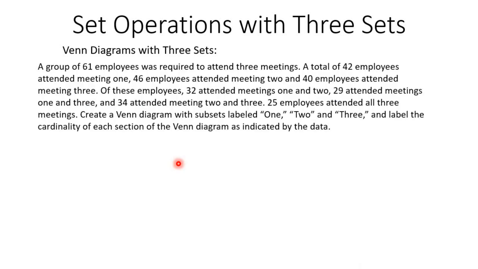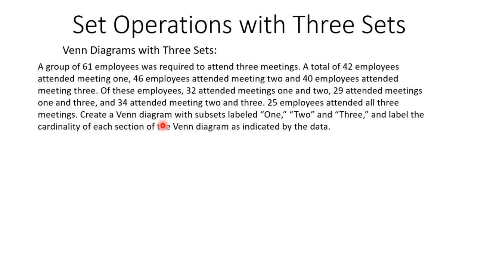So let's take a look at an example here. We have a group of 61 employees who were required to attend 3 meetings. A total of 42 employees attended meeting 1, 46 employees attended meeting 2, 40 employees attended meeting 3. Of these employees, 32 attended meetings 1 and 2, 29 attended meetings 1 and 3, 34 attended meetings 2 and 3. 25 employees attended all 3 meetings.